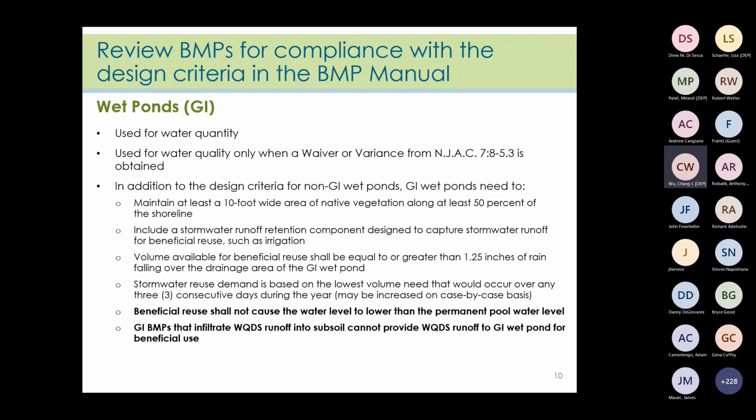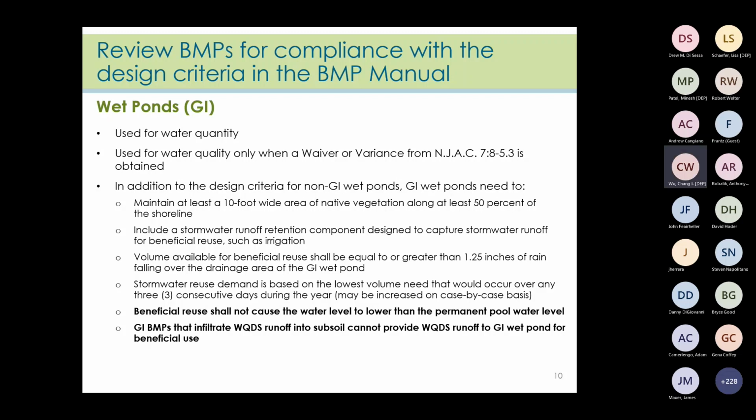And the stormwater reuse demand is based on the lowest volume that needs to occur over any 3 consecutive days during the year. But there may be a case-by-case review, for some areas or some seasons where you definitely cannot use the stored volume in 3 days. So it will be reviewed case by case.